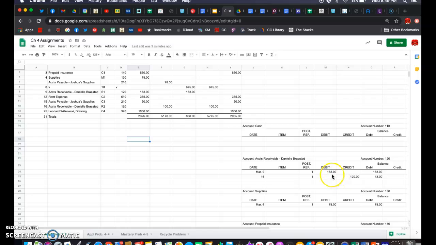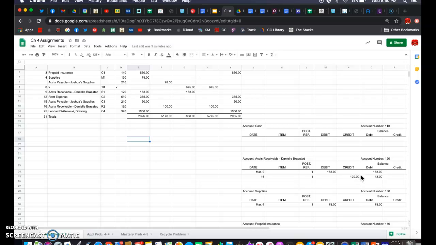Like I said, this is showing an increase in accounts receivable. And so my balance is going to be 163 plus 0, so it's 163. Then a little later in the month, we actually received a payment. They paid us some money that they owed us. So when I see this credit, I know that that's going to decrease accounts receivable, because accounts receivable is an asset and you decrease assets with a credit.